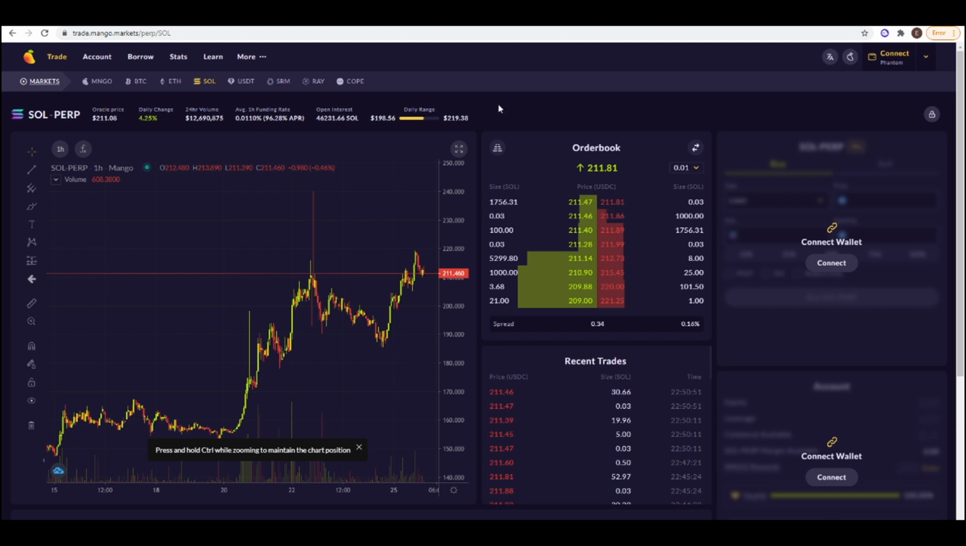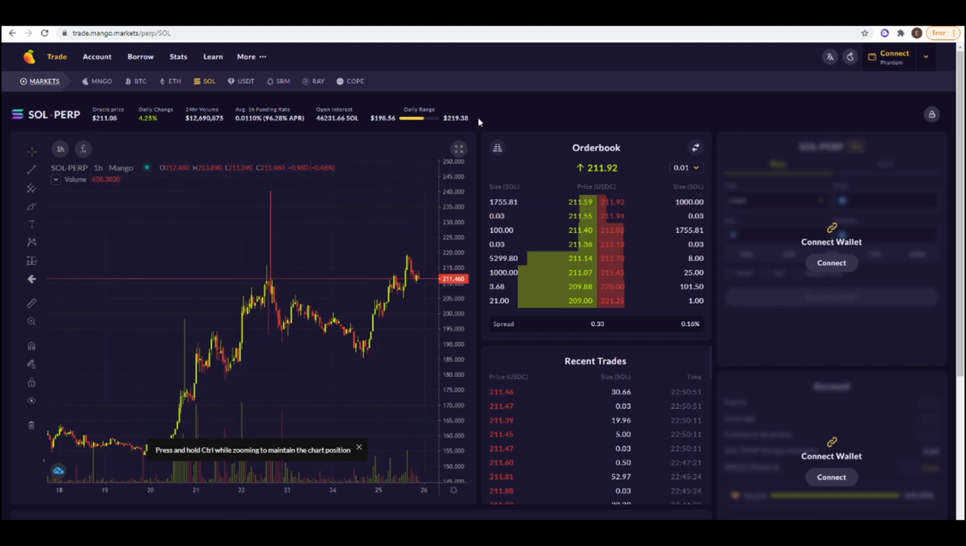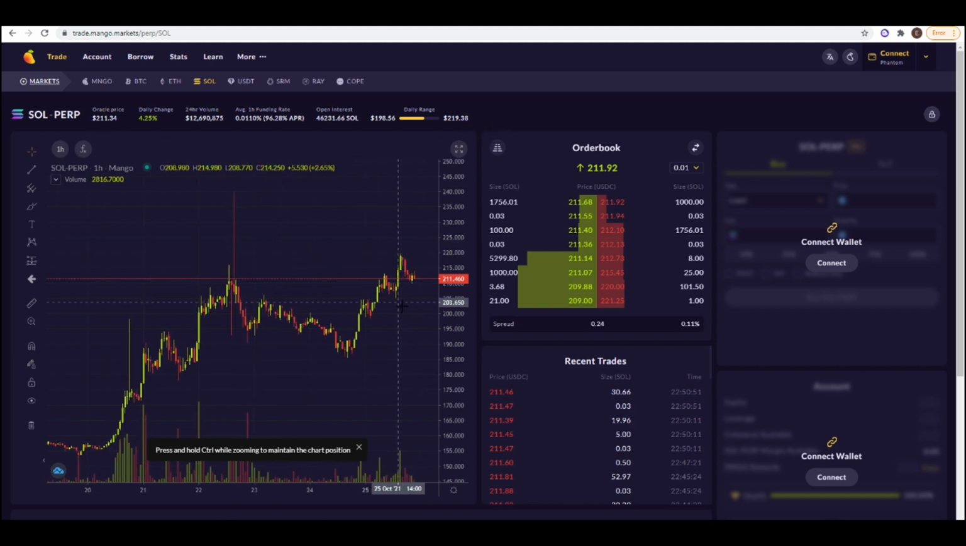So perpetual futures are derivatives that track the underlying price of the spot asset. For example, we have a Solana perpetual future, which will track the price of spot Solana. Perpetual futures are used to get leveraged exposure to the underlying asset, and in this case, it's Solana. So the perpetual futures price should, for the most part, track the price of Solana itself.